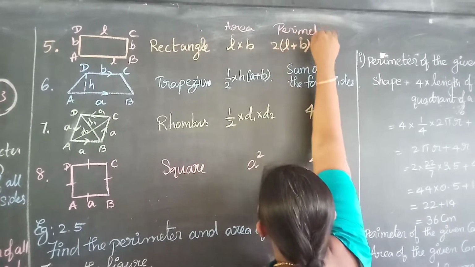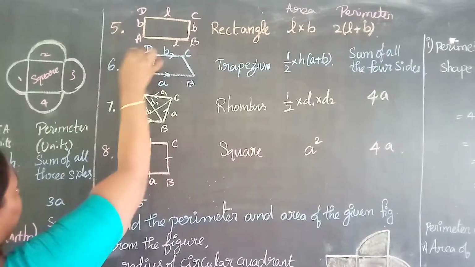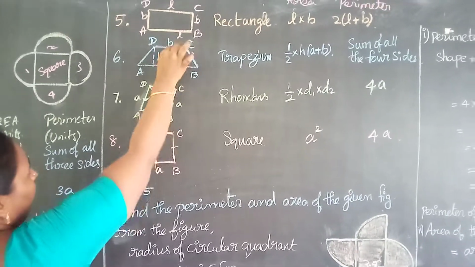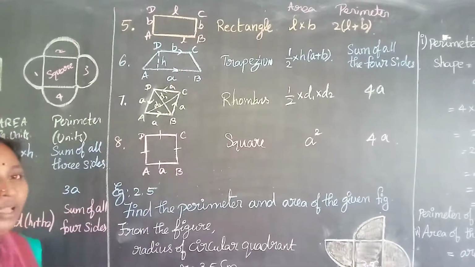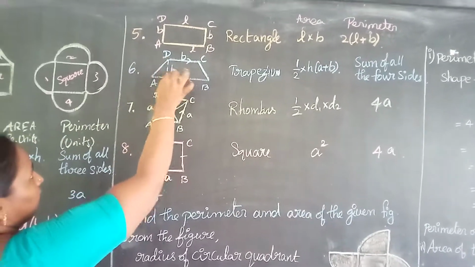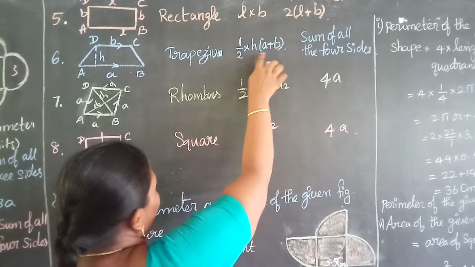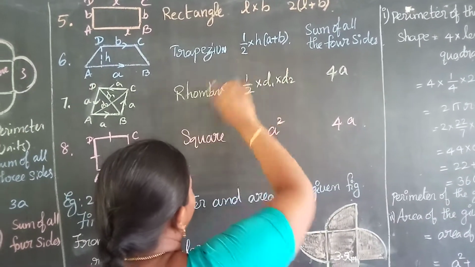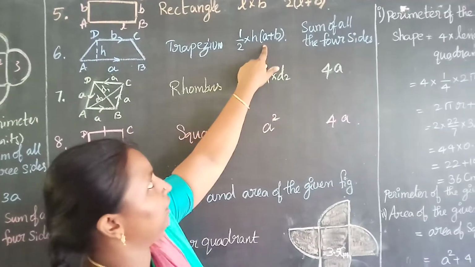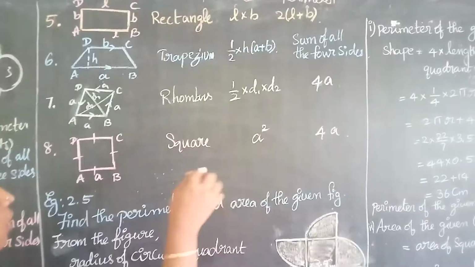Okay. Next, move on to the next shape, trapezium. ABCD is a trapezium. Here AB is a, CD is b. One pair of opposite sides should be parallel. So the perpendicular distance is h. So area of the trapezium is half into h into (a plus b). h is the perpendicular distance between the parallel sides, and a and b are the lengths of the parallel sides. Okay. So how to find perimeter?